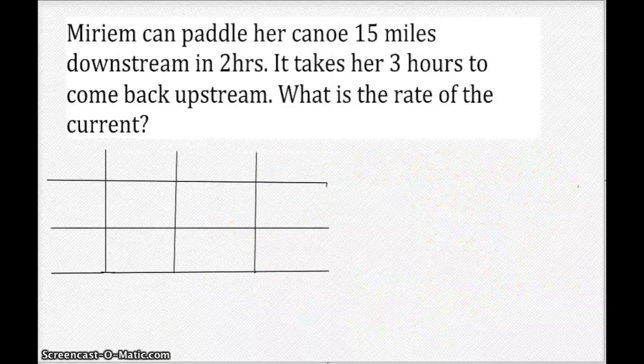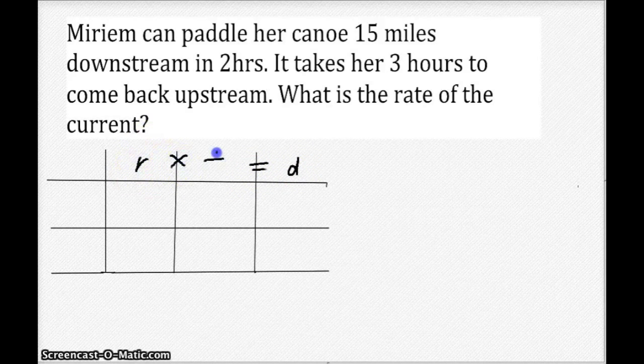Okay, now this is the last problem. Miriem can paddle her canoe 15 miles downstream in 2 hours. It takes her 3 hours to come back upstream. What is the rate of the current? And this is another distance equals rate times time problem because it has time and rate and stuff like that. So we're just going to fill this out. Distance equals rate times time.